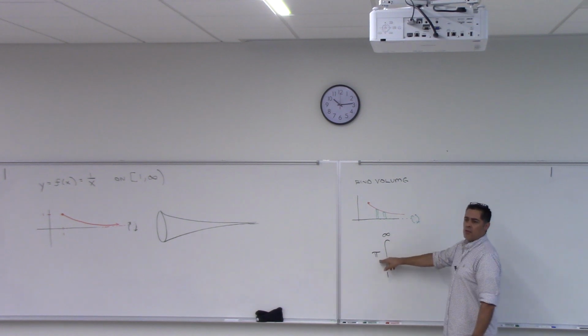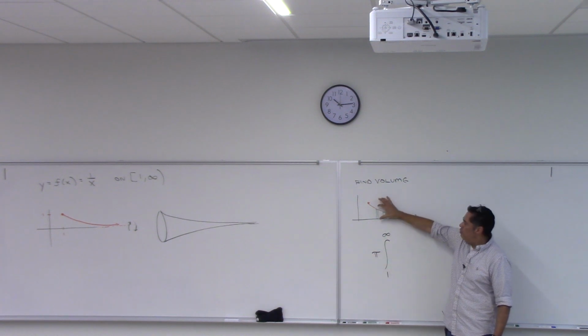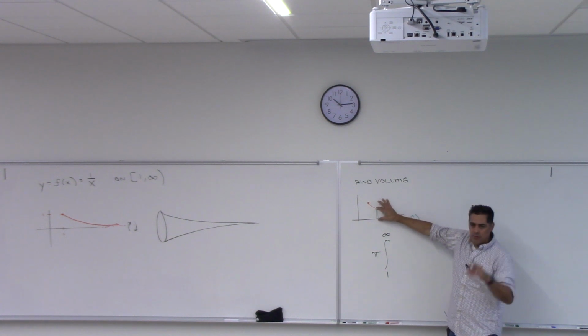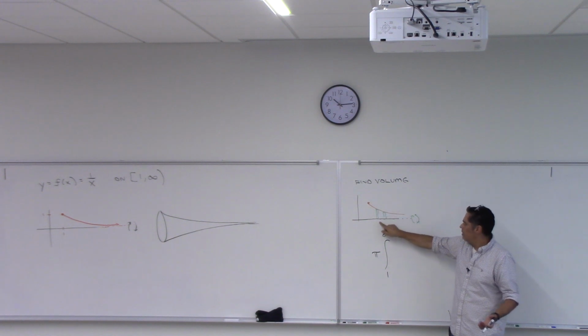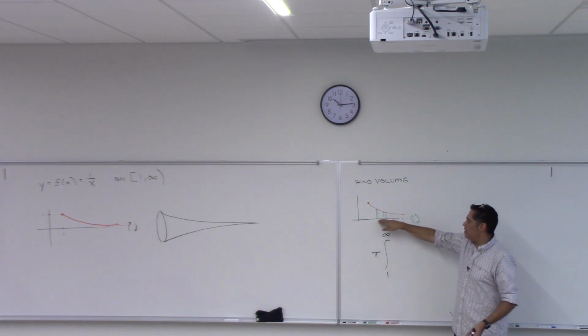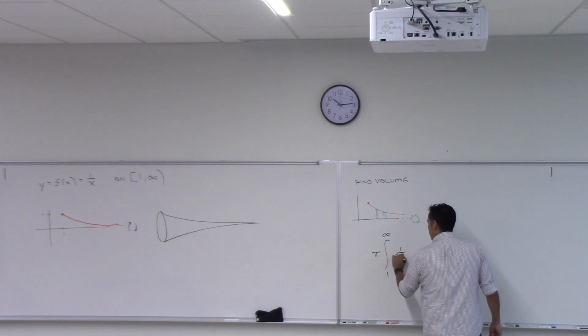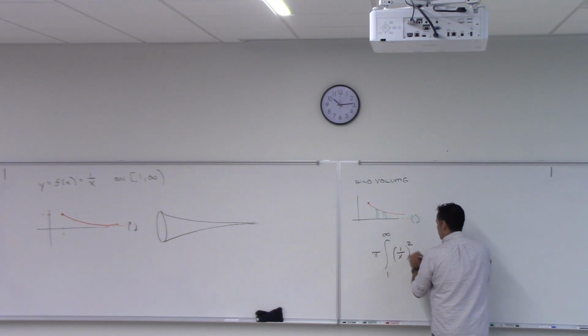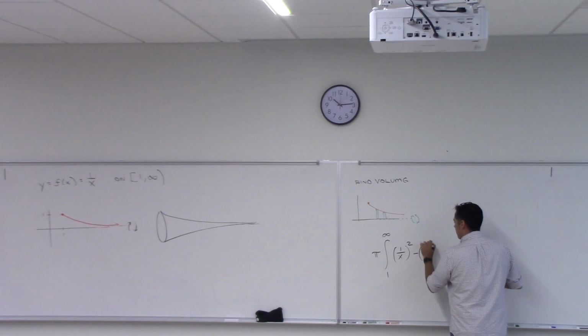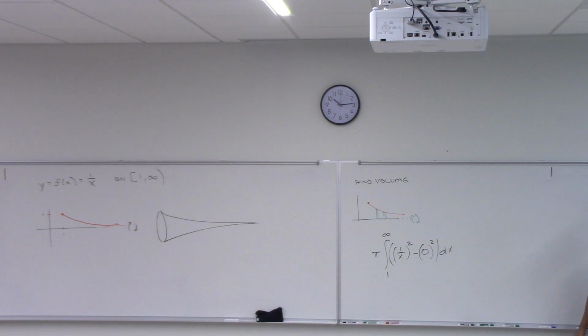Outer radius squared. The outer radius is the distance from the axis of rotation to the outer edge. What's that distance right there? Just 1 over x. And then what's the inner radius? It's always 0. The bottom edge is always on the axis of rotation. So this should just be 1 over x squared, minus 0 squared, dx. There it is. That's what we have to do.